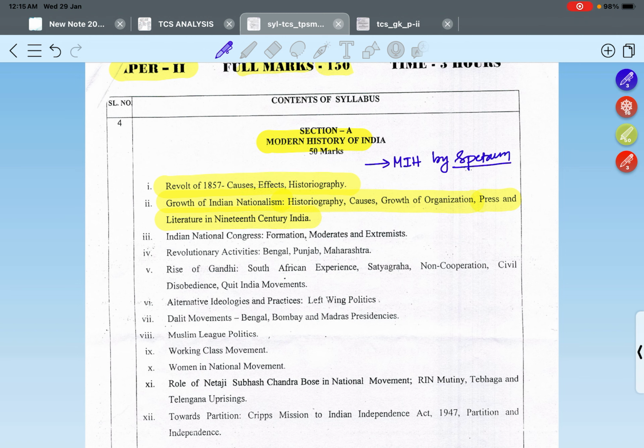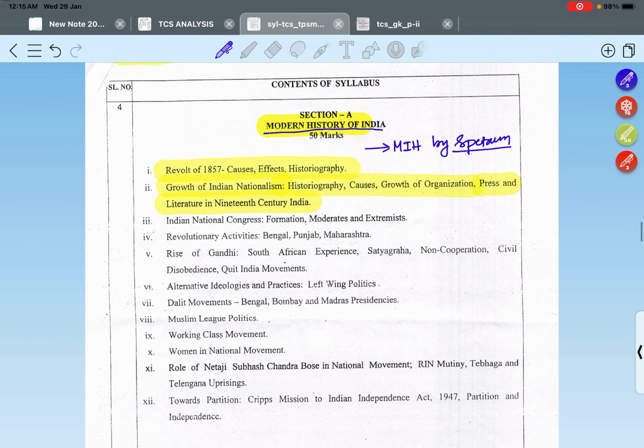There is a book called Spectrum. Okay, in that particular book, the whole section of modern Indian history you will get in a single volume. So you don't need to go here and there and search for a particular topic. Everything you will get in that book. But there is a problem. That book is very bulky. Okay, so you don't have to read the complete book.